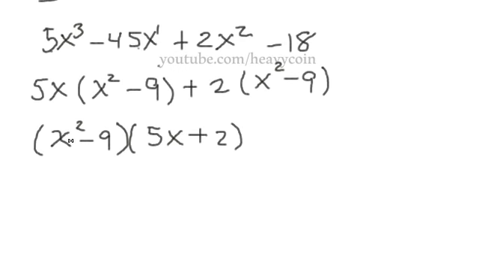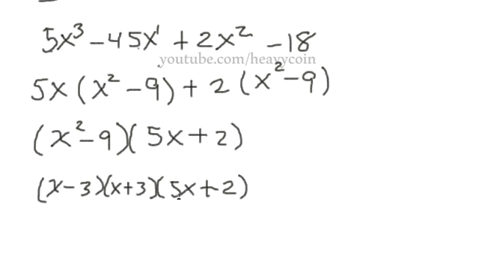Well, we're still not finished. We can factor this as the difference of two squares. This is 3 squared, which is 9. So we end up with x minus 3 times x plus 3 times 5x plus 2. So that has now been completely factored. We are good to go on that.